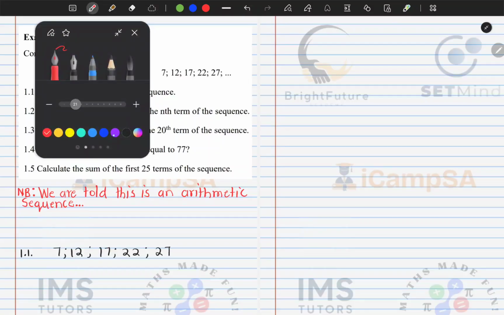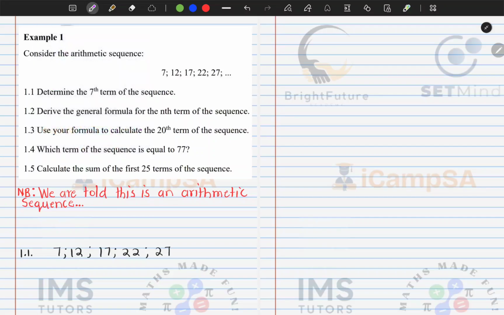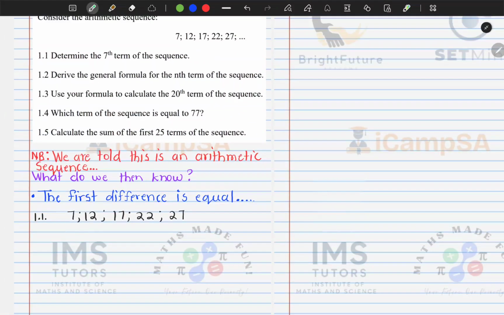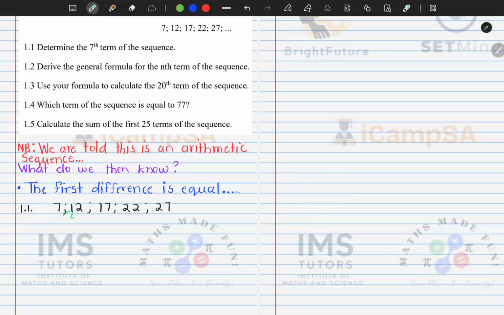Given that we are told that this is an arithmetic sequence, we need to ask ourselves, what do we know? And what you should know about an arithmetic sequence is that it has a common difference. So the first difference is equal. Let's go ahead now and do our work and see if that indeed is the case. We can clearly see what our first term is, but remember we're looking for T7.